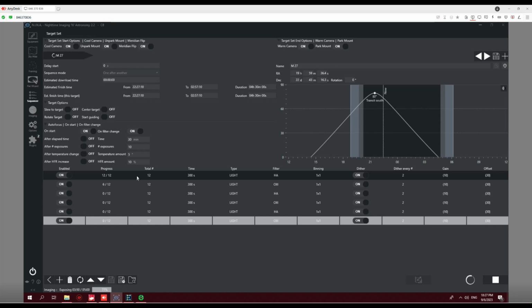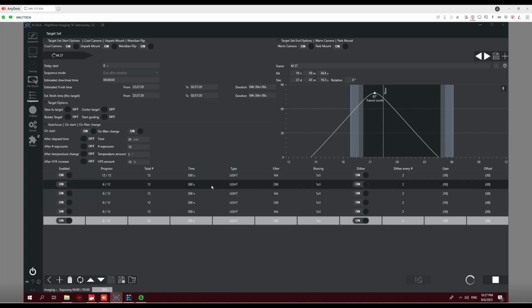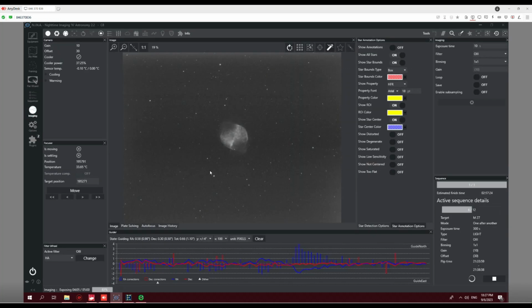Because I started imaging this Sunday night, and it's now Wednesday night. So this is my fourth night of imaging this. So yeah, this would be the longest exposure time that I have spent on a single target. So I am really excited to see how this comes out.